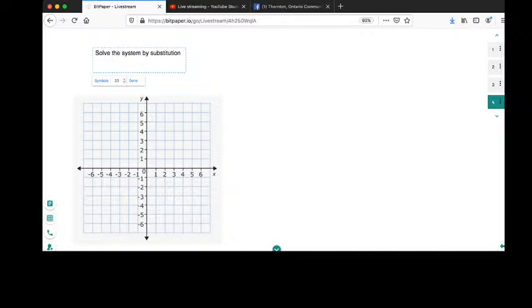Sorry, the system. Good. So the system is going to look like this. y minus 4x plus 1 equals 0. And then the second part is 4x minus 5y plus 3.